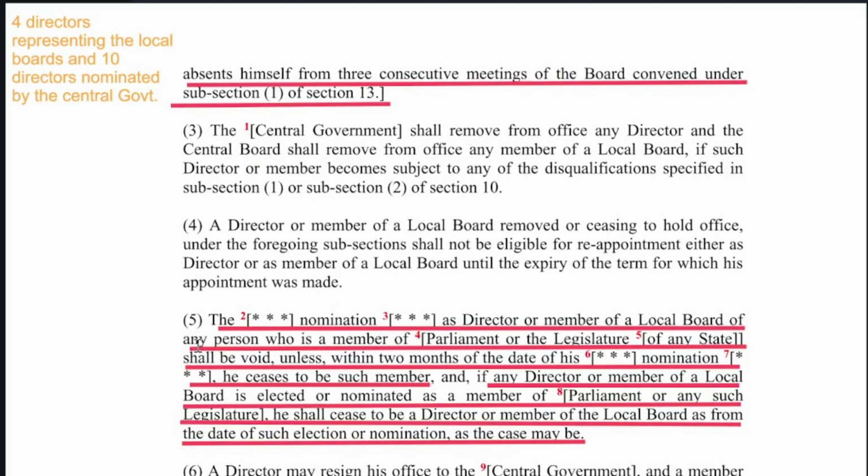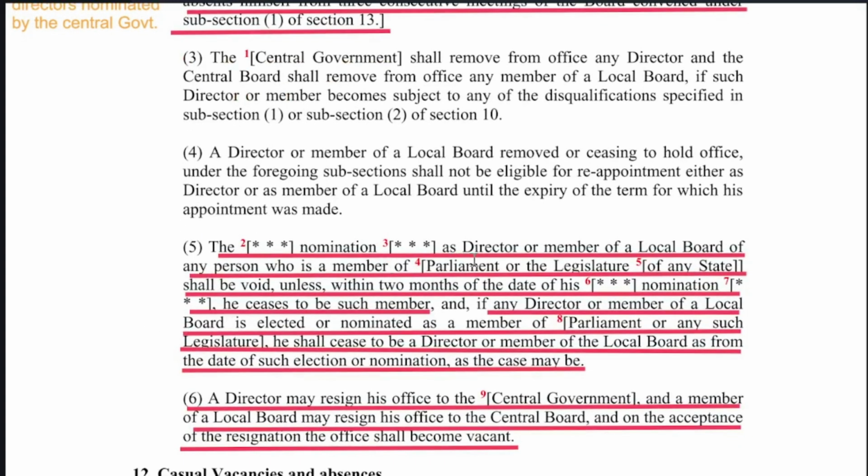Then come to subsection 5. Now, subsection 5 says that the nomination as a director or as a member of a local board of any person who is a member of parliament or the legislature, meaning thereby can a member of parliament or a member of state legislative assembly or state legislative council become the member of any local board. So the subsection says that the nomination as a director or member of a local board of any person who is a member of parliament or the legislature of any state shall be void unless within 2 months of the date of his nomination he ceases to be such member.